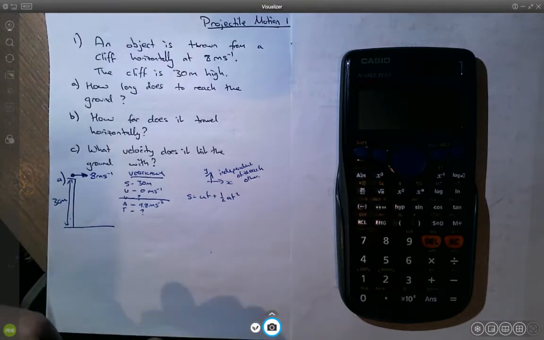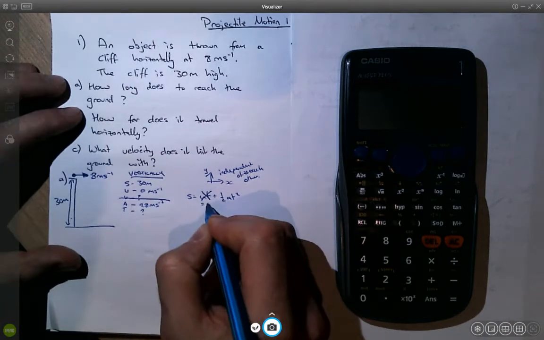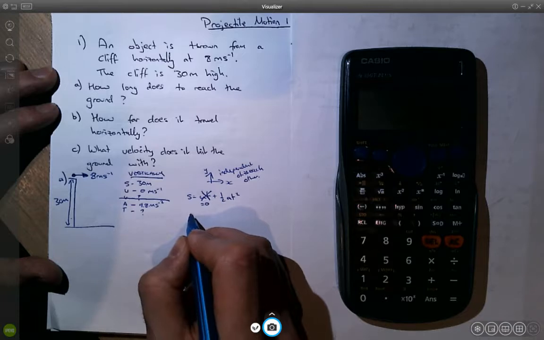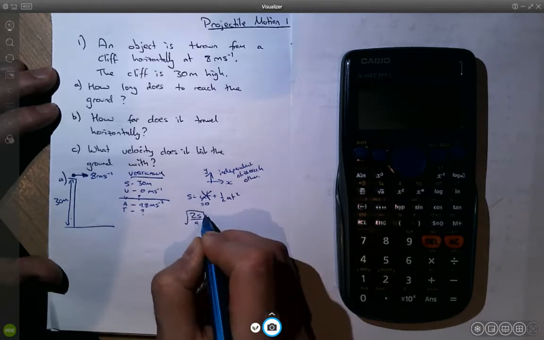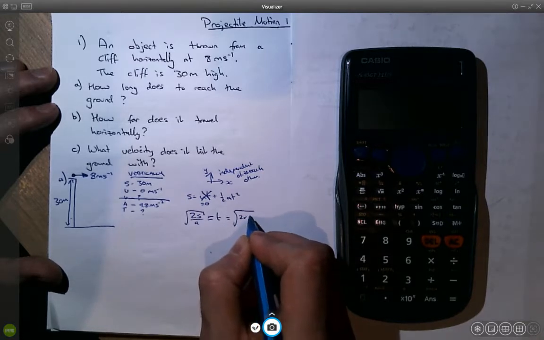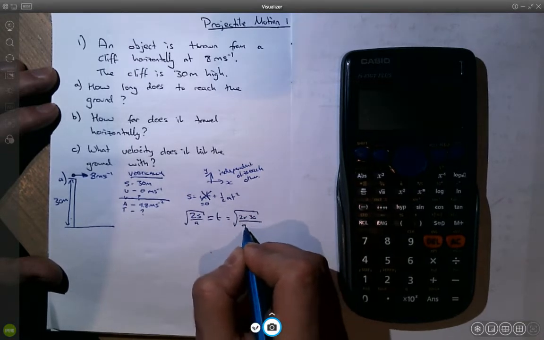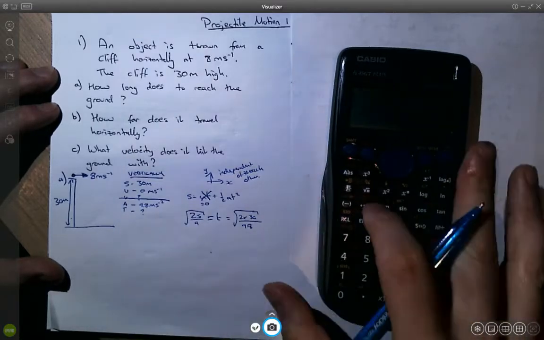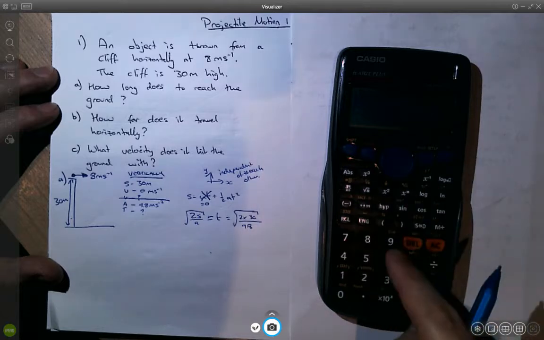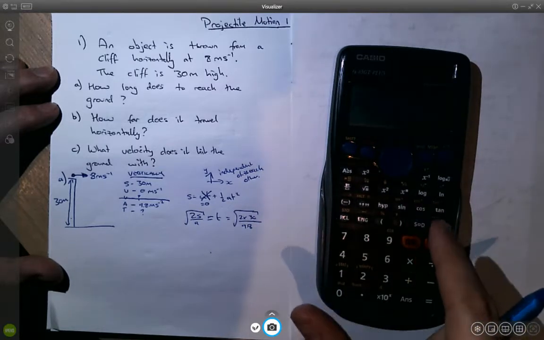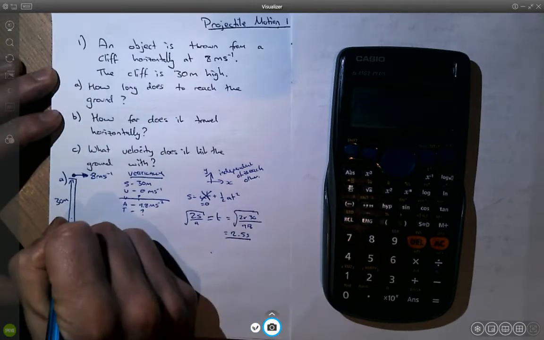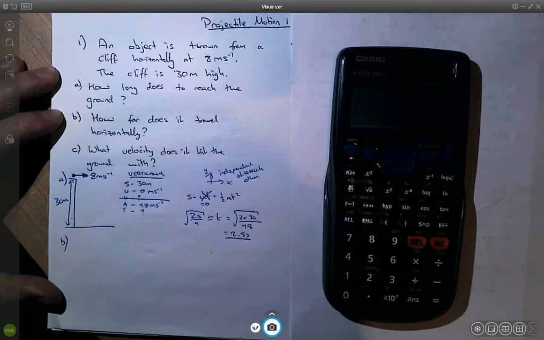And importantly, u is 0, so this bit here equals 0. So now we can solve this really easily. The square root of 2s over a equals t. Plug in our numbers. 2 times 30 over 9.8 is our time. Which gives us 2.5 seconds.